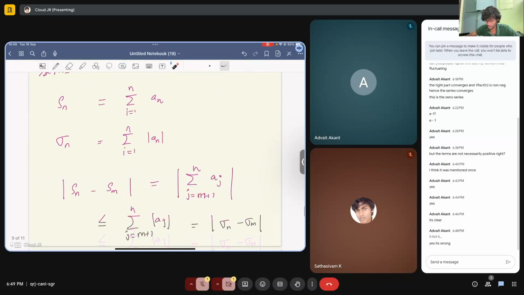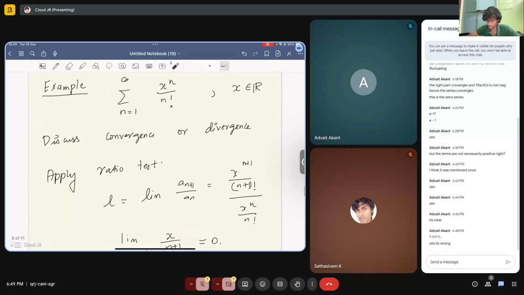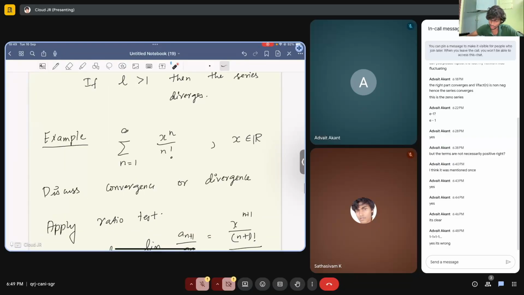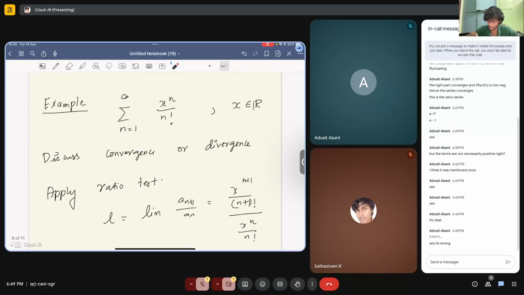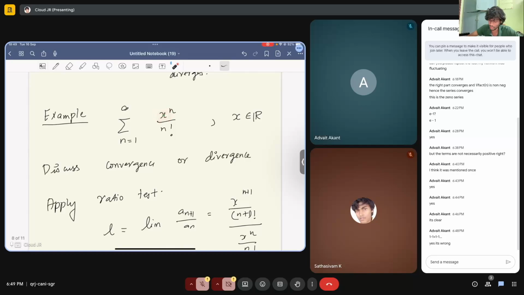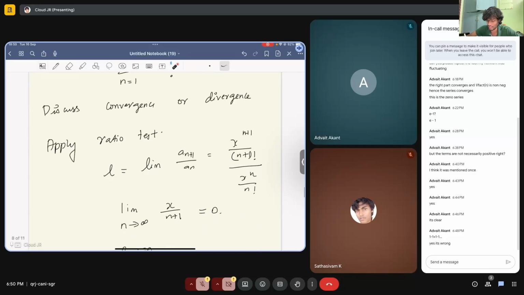So yeah, I think I kind of answered your question here. Even though these terms are not always positive, what you can do is look at the absolute convergence. When you look at the absolute convergence, you can apply the ratio test, and if your x is negative, then the absolute value, if you take it, will be nothing but minus of this, right? And that minus and minus will get cancelled, so you don't have to worry much there.